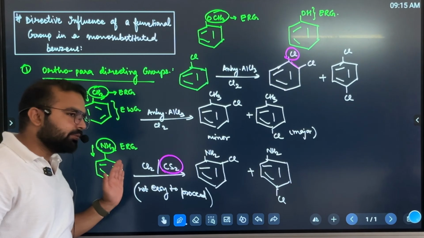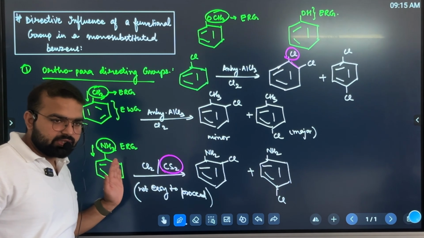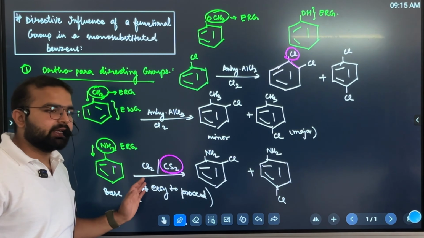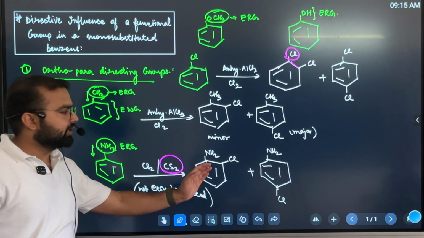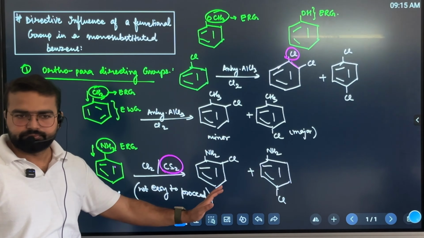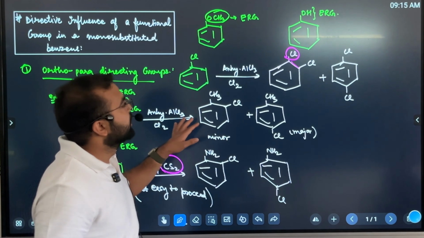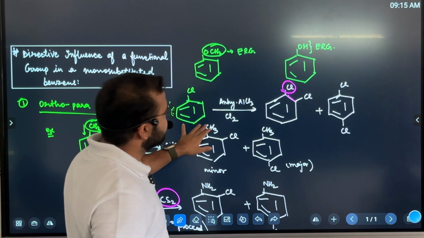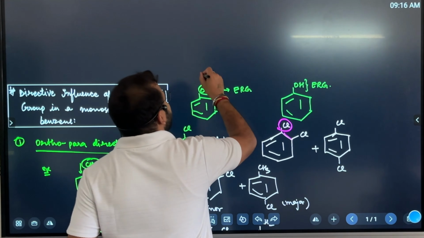But there is a mechanism, it actually follows a proper mechanism which is not like this, it is a completely different one, but the final product will be this one. Clear? Okay.